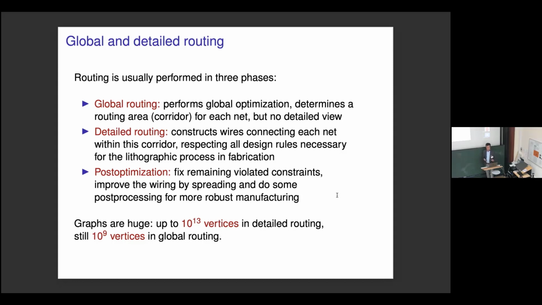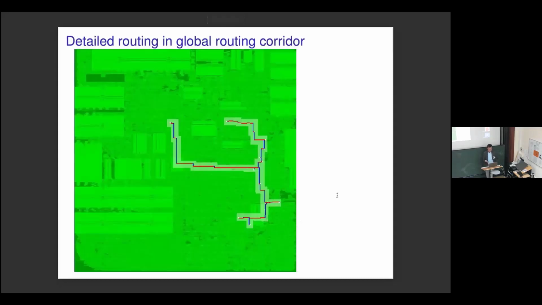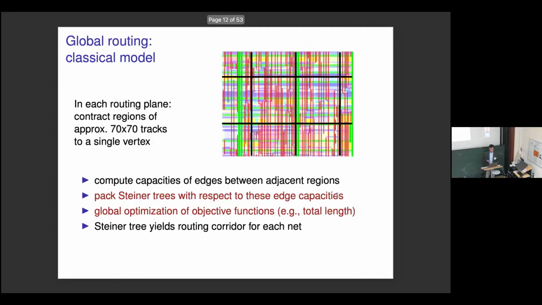Even in the global routing, in the condensed graph, we still have 1 billion vertices. So this is not a small problem. But okay, so here's another picture how it could look like. We have in light green a global routing corridor, so maybe the output of the global routing, and then the detailed routing has to find the detailed wires in that corridor, which somehow simplifies and restricts the problem of the detailed routing task.